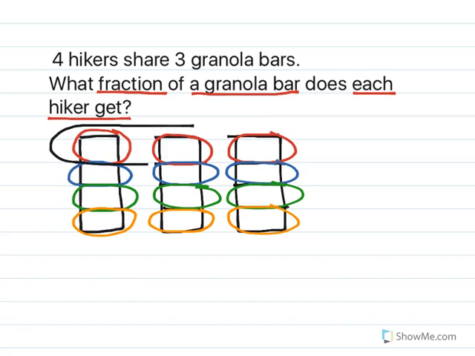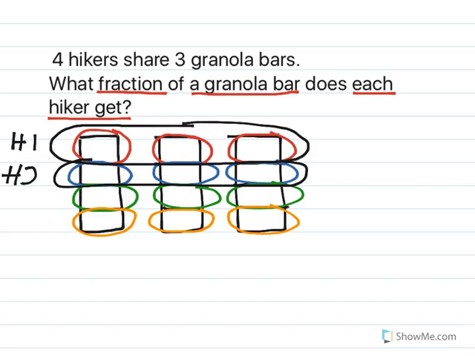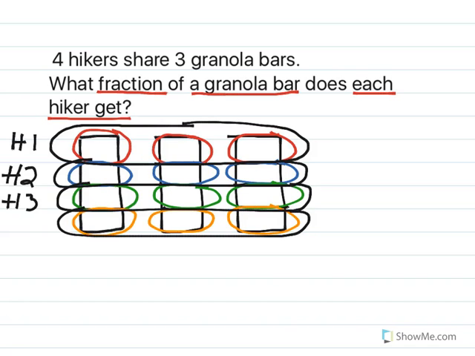So here we can see that this is everything that hiker 1 gets. This is everything that hiker 2 gets. This is what hiker 3 gets. And this is hiker 4. So if we look at each of them, this is 1/4 of this granola bar. This is 1/4 of this granola bar, and this is 1/4 of the last granola bar.